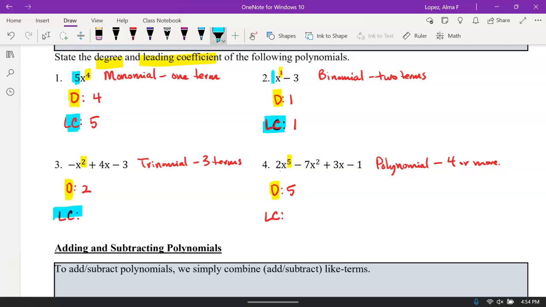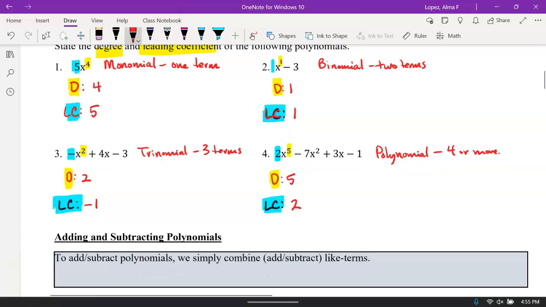For number 3, what is the leading coefficient? It's got a negative out in front, but what number does that translate into? -1. And the leading coefficient for this last one is 2. The number out in front of the term with the largest exponent is our leading coefficient, and in this case it was a 2. Hopefully you understand what it means now when they say degree and leading coefficient.